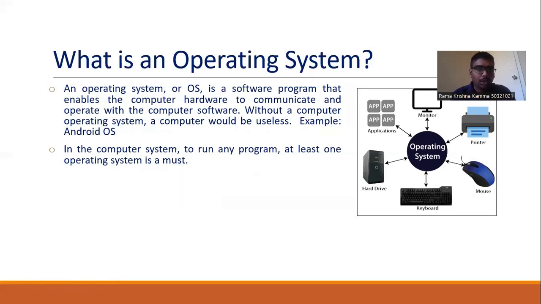One good example is the Android operating system. To run any program on a computer, at least one operating system must be present. Suppose you want to print a document. We manually enter the print command using a software, and that is handled by the CPU, the central processing unit. This is all taken care of by the operating system.